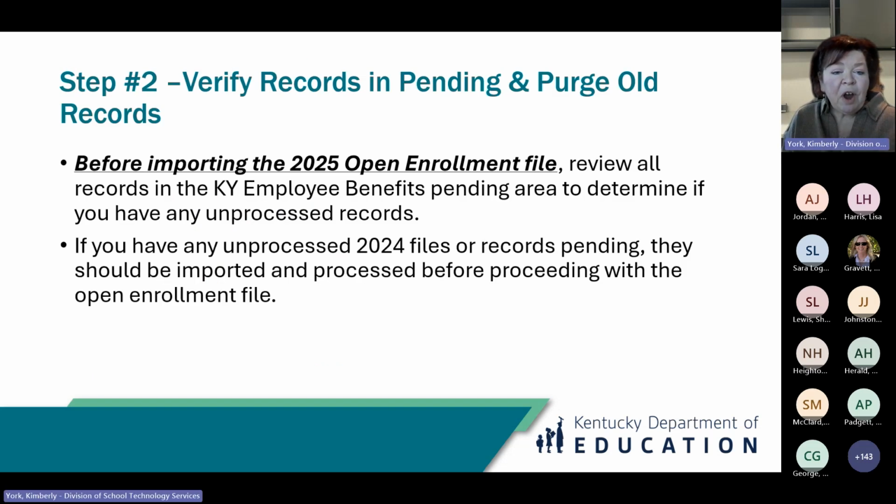So step 2, you want to verify records in pending and purge your old records. So before importing the 2025 open enrollment file, review all records in the Kentucky Employee Benefits pending area to determine if you have any unprocessed records. This is important. If you have any unprocessed 2024 files or records pending, they should be imported and processed before proceeding with the open enrollment file.